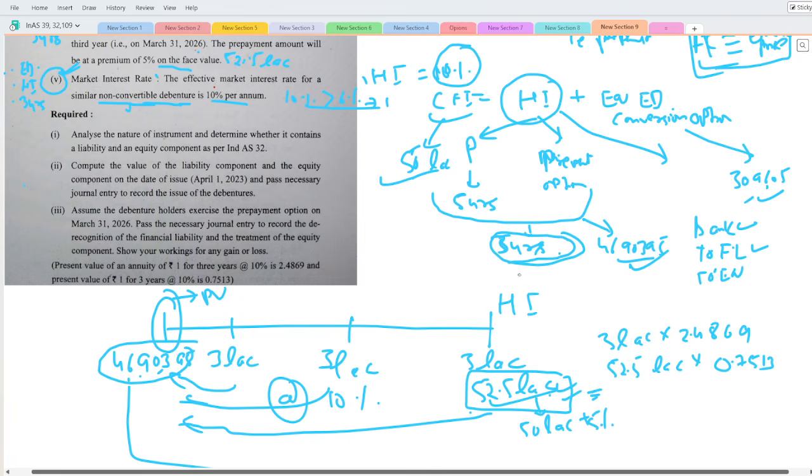So this is the value, and the accounting entry will be: bank account to financial liability to equity. Bank account will be 50 lakh. Financial liability will be 46 lakh, this amount, and the equity will be 3 lakh, this amount.